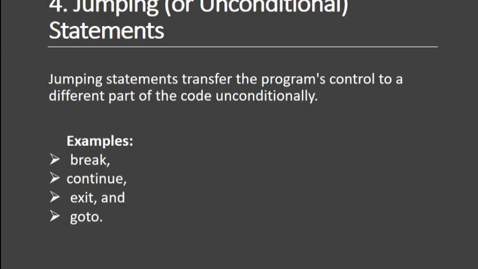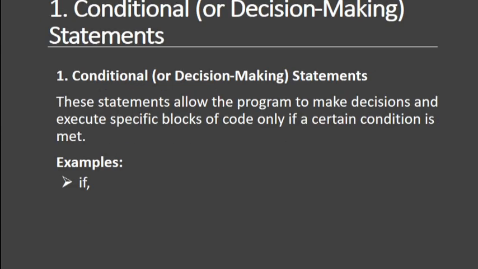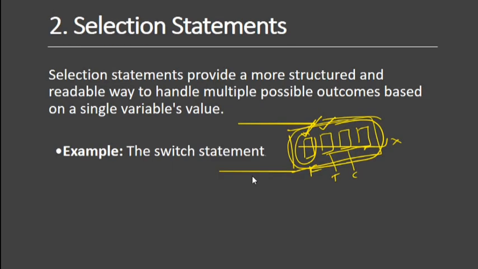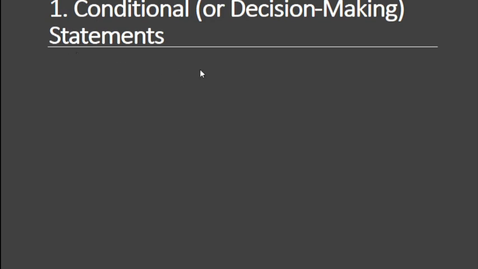So these are the four control statements. What are the four control statements? Types of control statements: conditional or decision statements, selection statements, looping statements, and jumping or unconditional statements. I have given a basic definition, and when I come to each part, I'll explain it in a separate video. In this video, I would like to continue with the first part of the control statements, conditional or decision making statements.